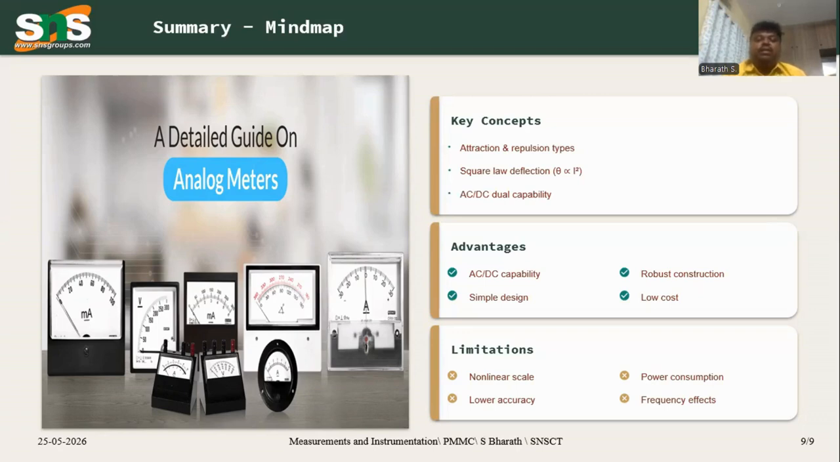As for limitations, we have nonlinear scaling, lower accuracy compared to digital measurements, power consumption, and frequency effects. In spite of all these things, the cost is very low compared to digital. So many times, unless precise equipment is needed, we go for these MI instruments.